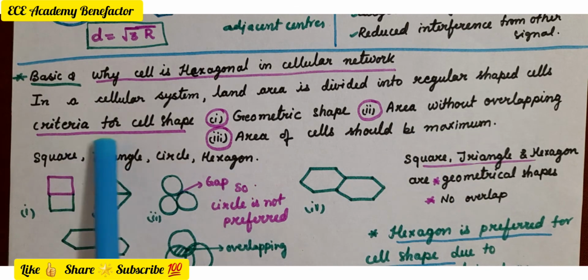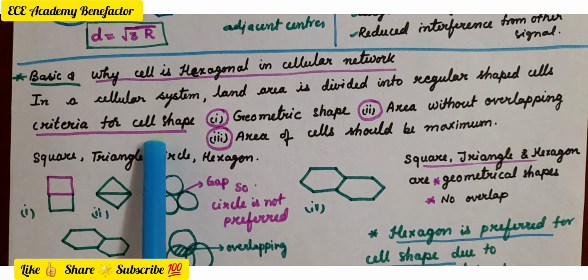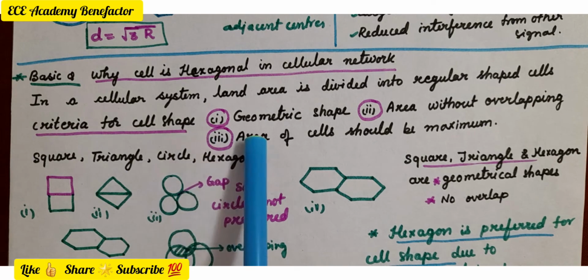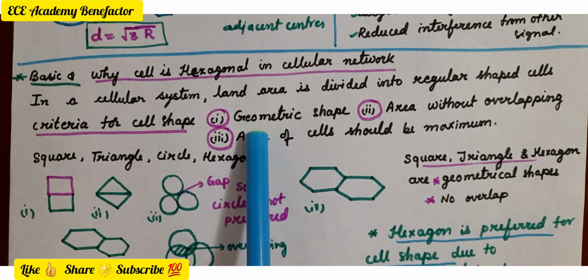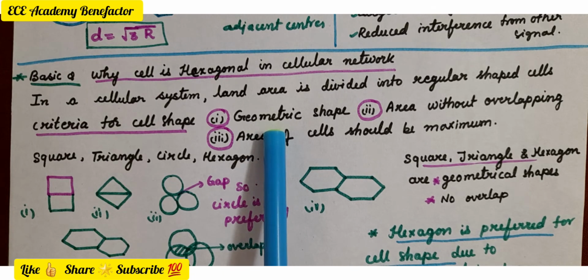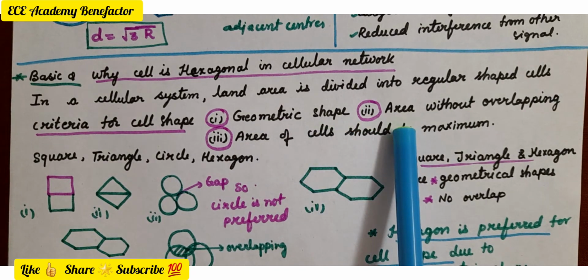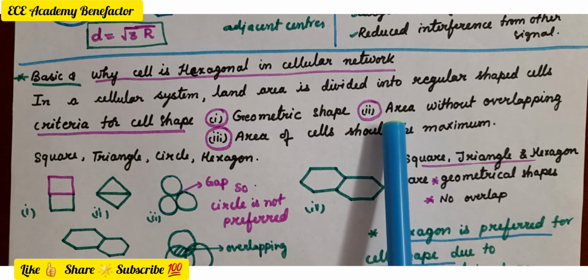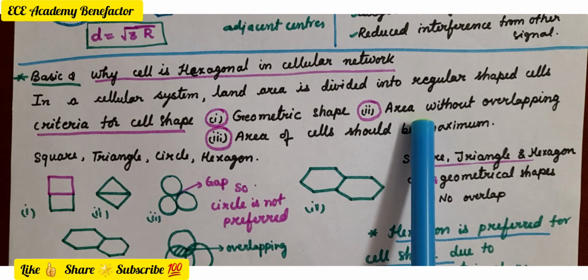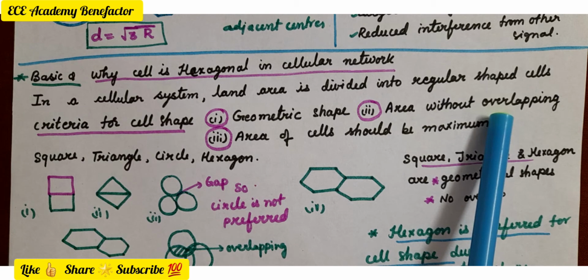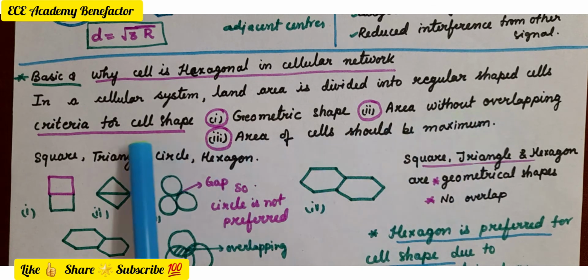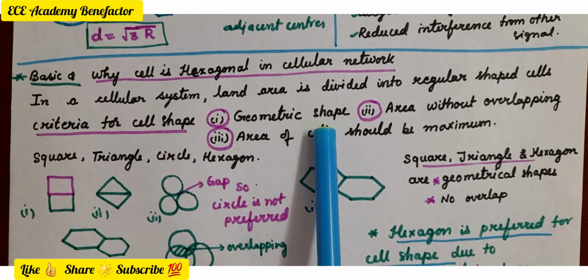So, what is the criteria for cell shape? How will we select what should be the cell shape? The first point is geometric shape. The cell should have a geometric shape like square, triangle, circle or hexagon. Second is when two shapes are placed, they should not have an overlapping area. So, the criteria for cell shape is geometric shape.